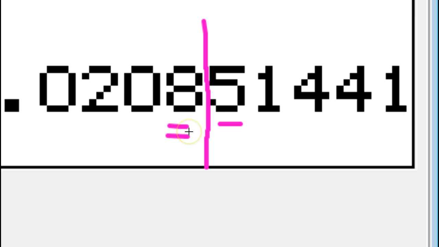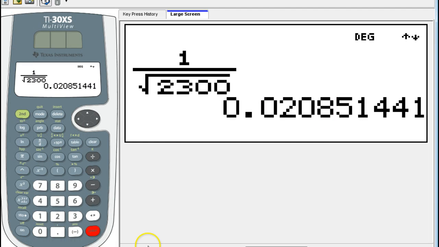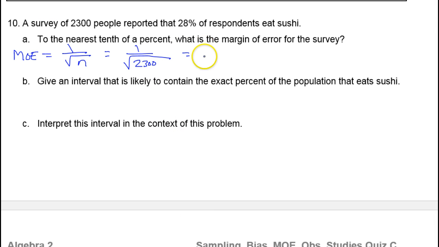Look, so now we can see clearly. If the next number is 5 or higher, you need to round up. So I'm going to go 0.0209. I have no idea why that happened. So 0.0209. In this unit, rounding is going to be really, really important, so get used to it.